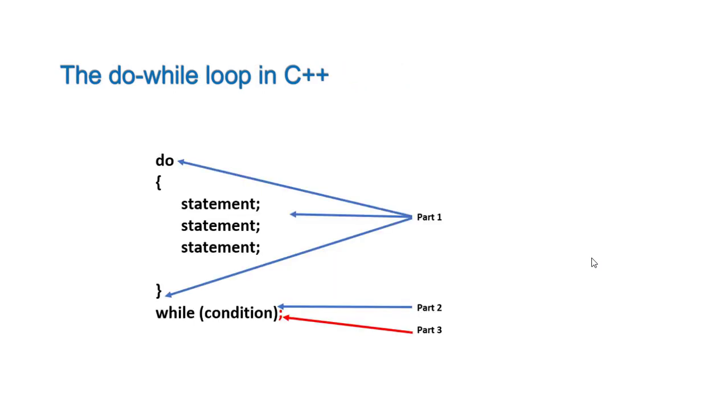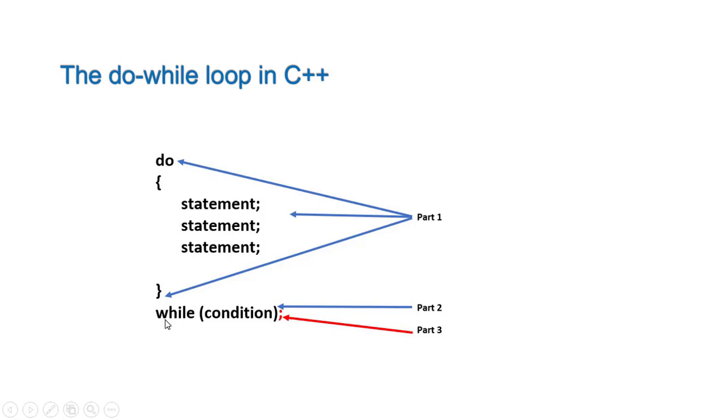Now let's look at the structure of a do while loop in C++. There are three main parts to it. The first part of it is the do part, which has an opening curly brace and a closing curly brace. In between the braces are statements. It could be one statement or multiple statements. So these three go together.